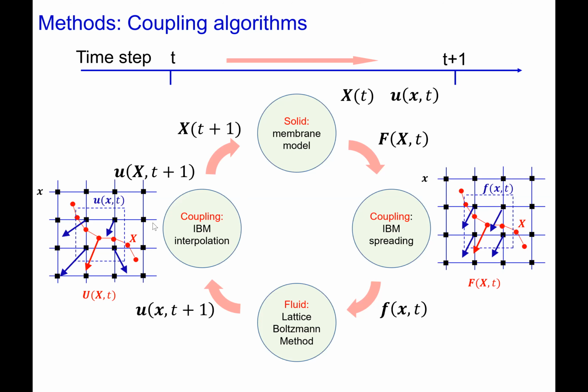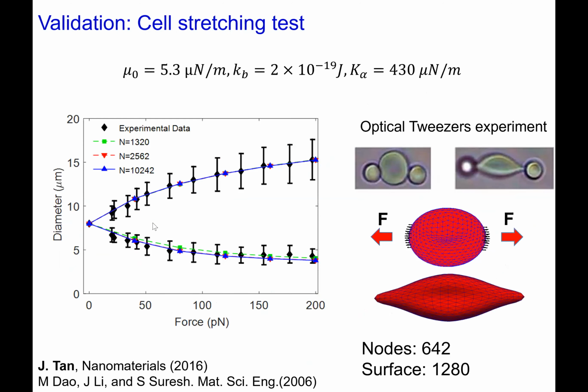So to test our model, we compared our numerical results for the cell stretching with the optical tweezer experiments. Basically, what the optical tweezer experiment did is apply optical tweezers to stretch the red blood cells and measure the longitudinal diameter and the transverse diameter. The longitudinal diameter is plotted in the top curve, and the transverse diameter is plotted in the bottom curve. As you can tell, at different pairs of forces, if you increase the pulling force, the longitudinal diameter becomes bigger, and the transverse diameter becomes smaller.